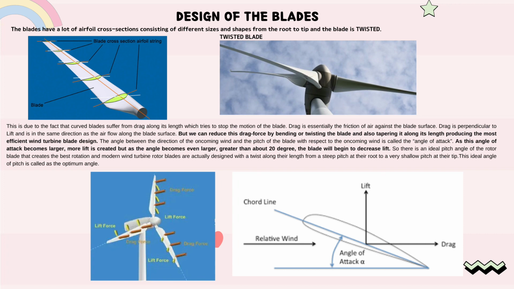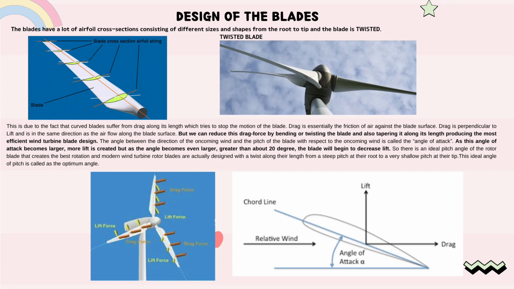The angle between the direction of the oncoming wind and the pitch of the blade with respect to the oncoming wind is called the angle of attack. As the angle of attack becomes larger, more lift is created. But as the angle becomes even larger, above 20 degrees, the blade will begin to decrease lift.